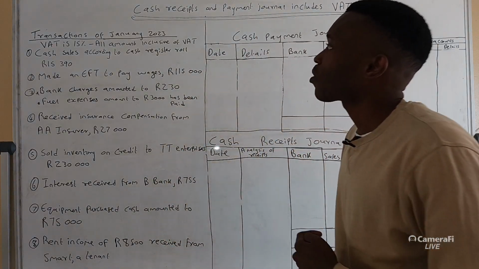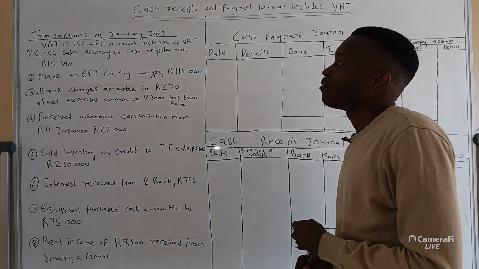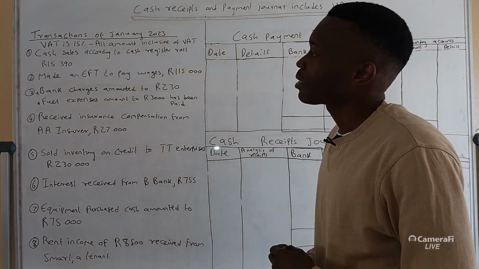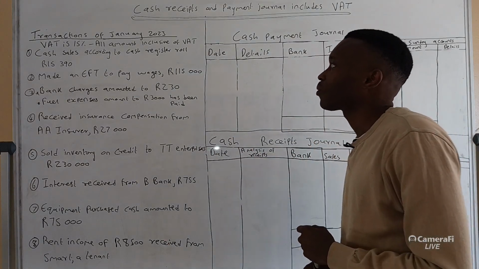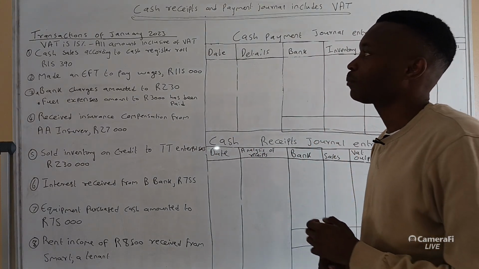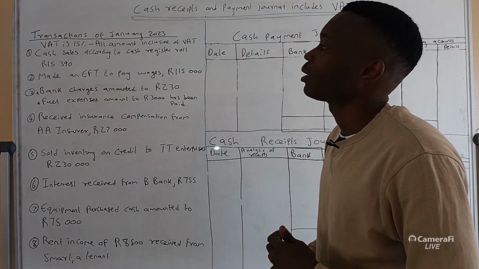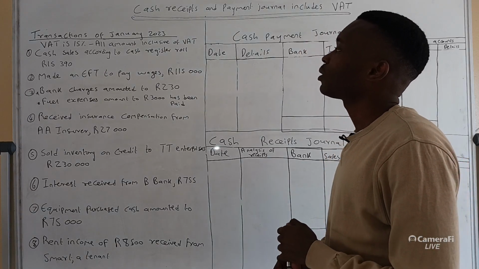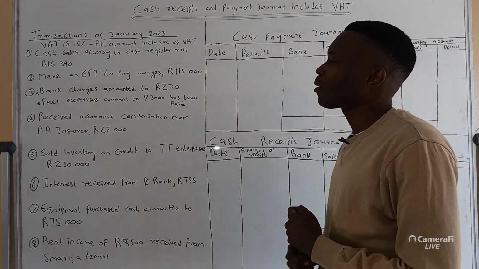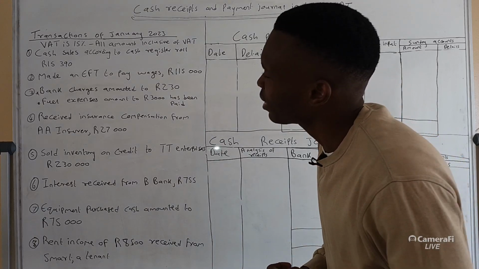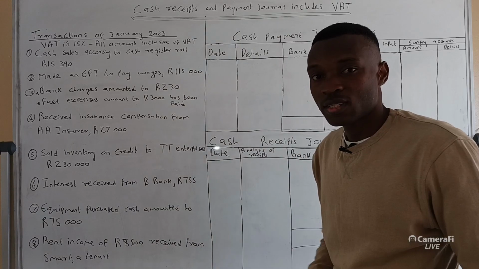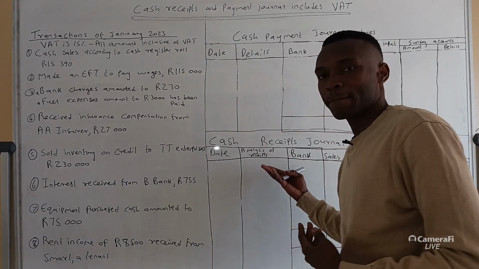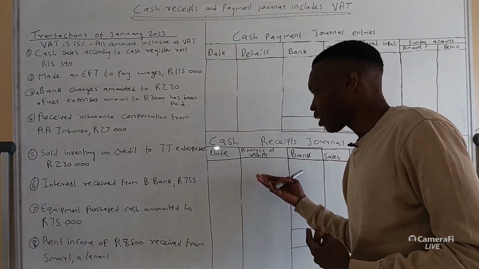Transactions of January 2023, VAT is 15%. And all amounts that we are going to have here have included VAT. Okay, transaction number 1, sales. A cash sale according to the cash register roll is an amount of 15,390. You know that when we receive cash, of course we have to include it under a cash receipt journal.